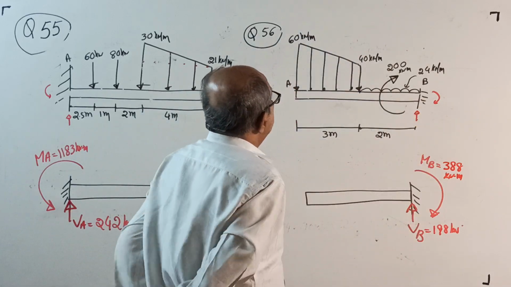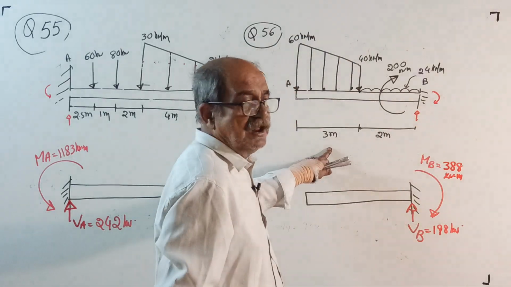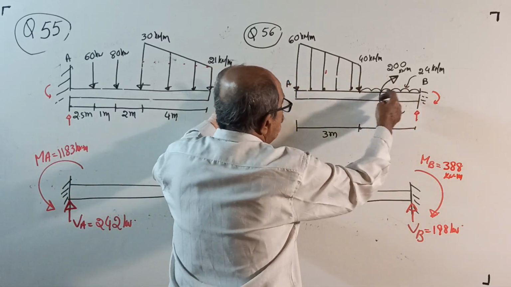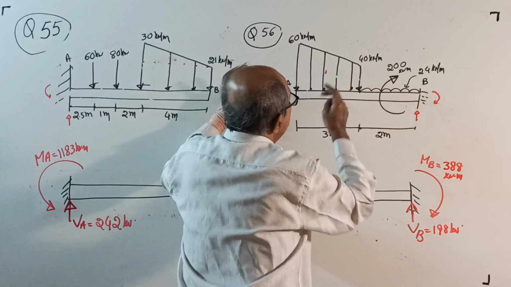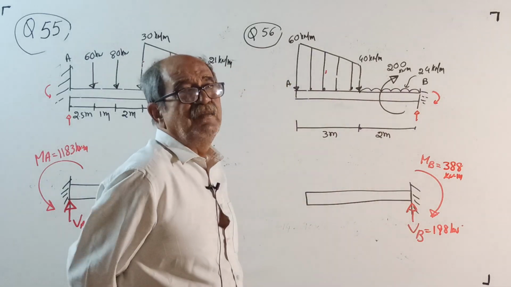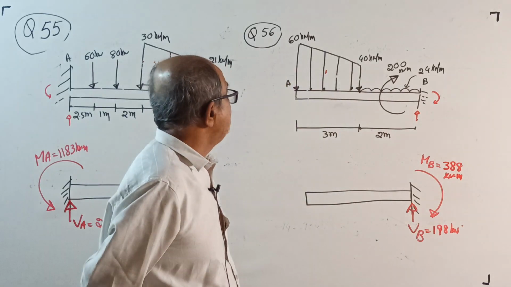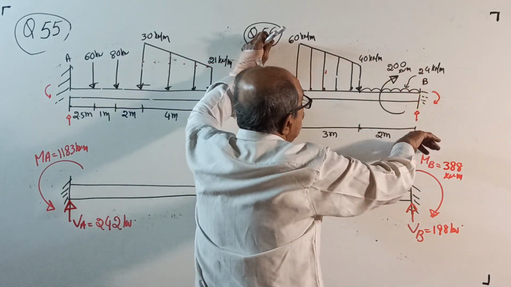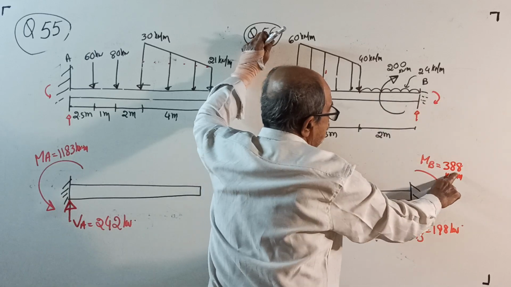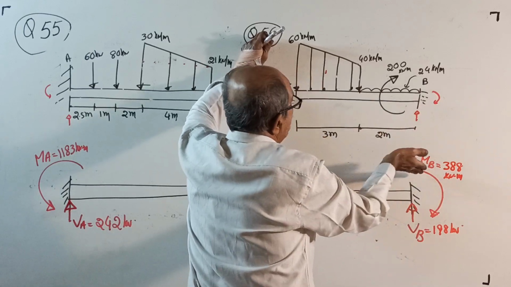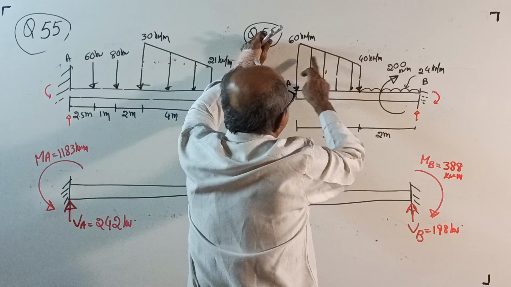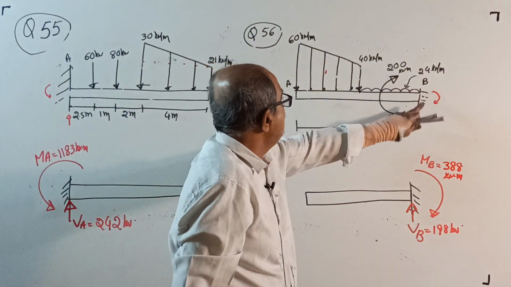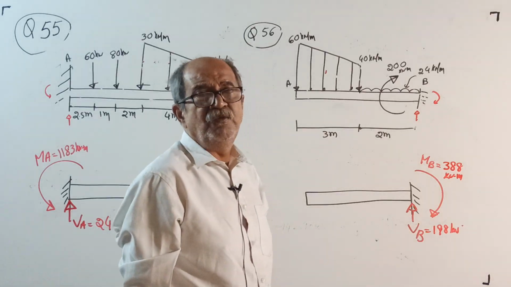Take moment about B. Minus 60 plus 40 divided by 2 into 3 is the total load. Total load into, from here, 2 plus this distance is 40 plus twice of 60 divided by 40 plus 60 into 3 divided by 3, then minus 24 into 2 into 2 by 2 plus 200 equal to 0. MB will come. Sigma V equals 0: plus VB minus 60 plus 40 divided by 2 into 3 is the total load, minus 24 into 2, you get the value of VB.